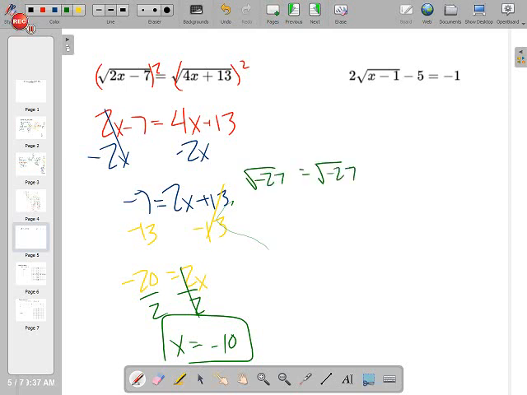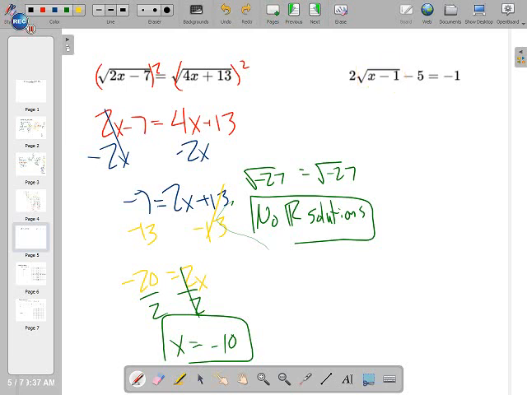These aren't going to be real answers, so we're going to say that there are no real solutions. There are solutions, but they're imaginary, and that's a little bit beyond us right now, so we're going to say that there are no real solutions. Since you can't take the square root of a negative, there are no real solutions to this problem. Let's try one more solving problem.